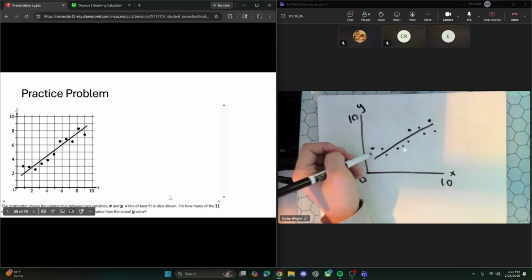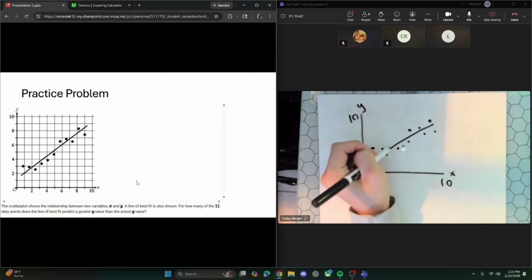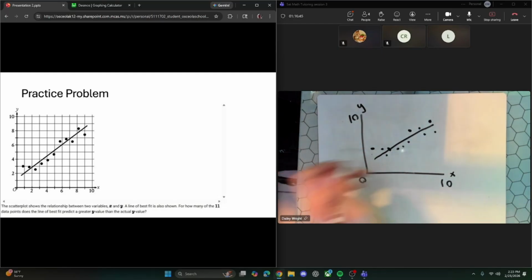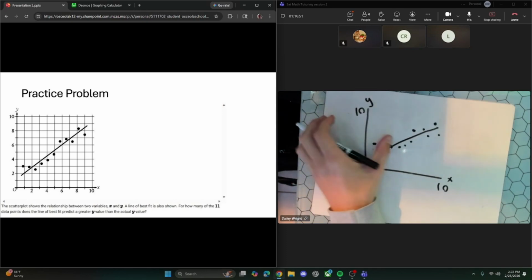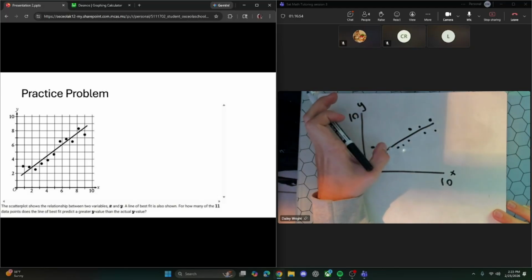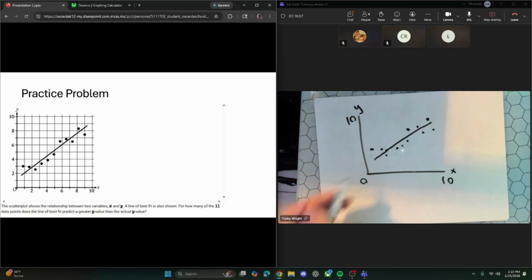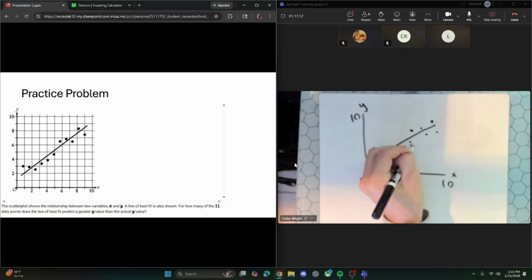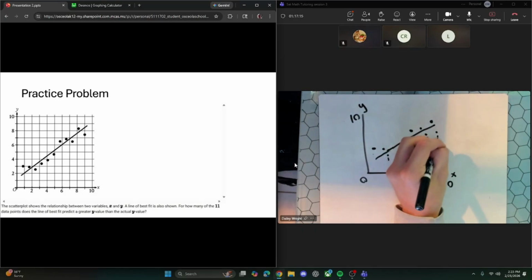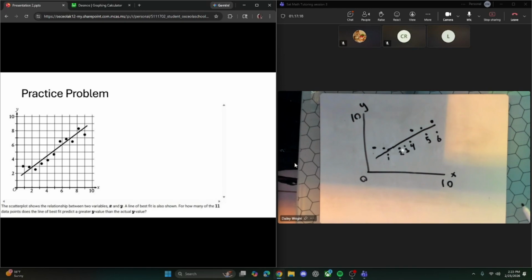But if the line of best fit is creating a greater y value than the actual y value, it's going to be above the point, and the actual y value would be lower. So we're actually looking at the points below, because at the points below, the predicted line is going to be greater than the actual y value. So we would count the points below: 1, 2, 3, 4, 5, 6, and our answer would be 6.